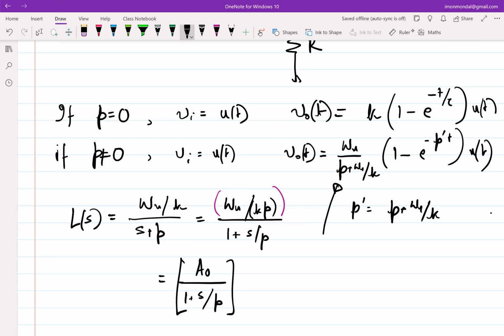Yes. What about the condition when omega is greater than omega u by k? Okay, we'll come to that. It's an interesting case. So that is a part of this lecture itself.